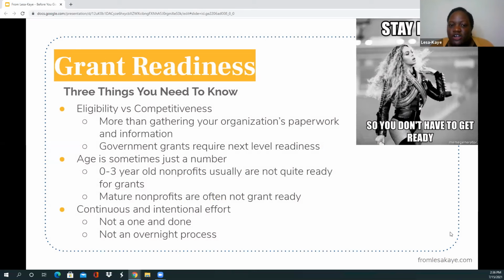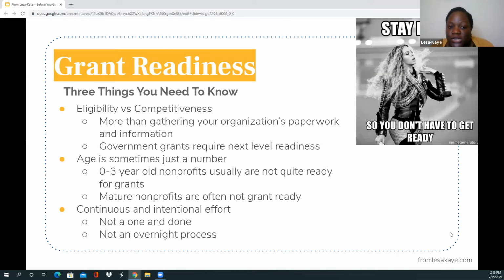Eligibility and competitiveness are not the same thing. Being grant ready is more than just gathering your organization's paperwork and information. You have to also focus on how your organization is positioned in the community. Have you built a solid reputation? Do you have the ability to track your expenses? Can you show that your programs, your projects, your services produce results for people? Do they make a difference in the community? And then in terms of government grants, that requires what I call next level readiness.